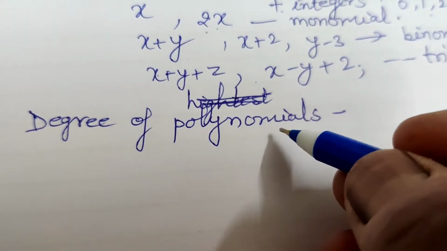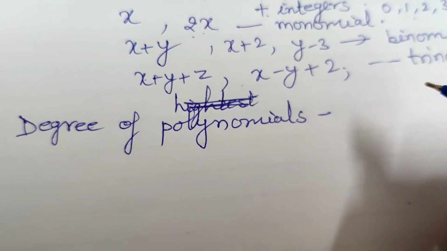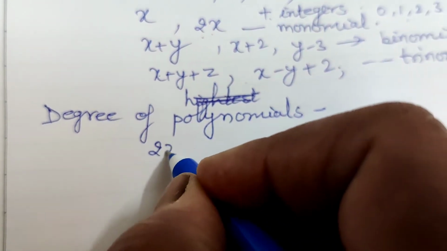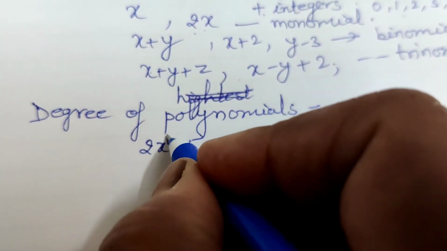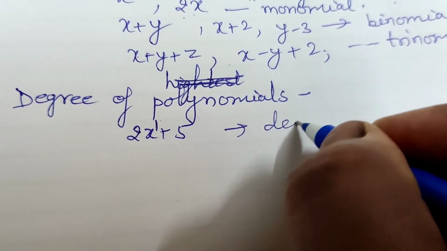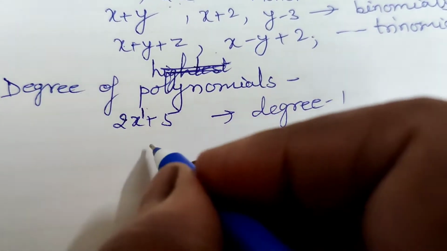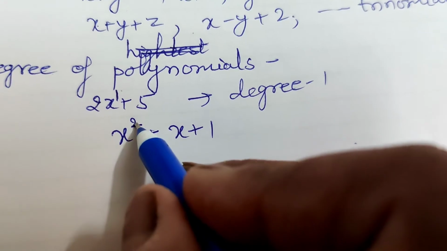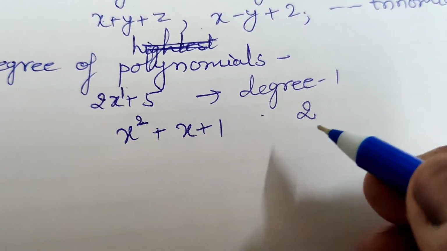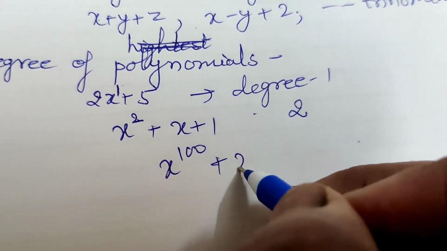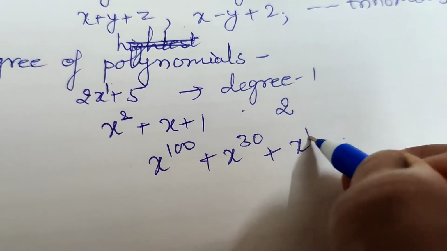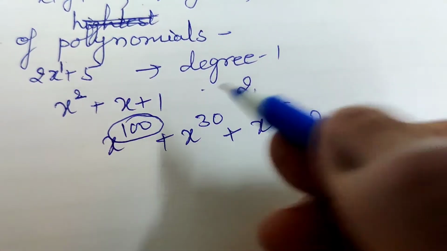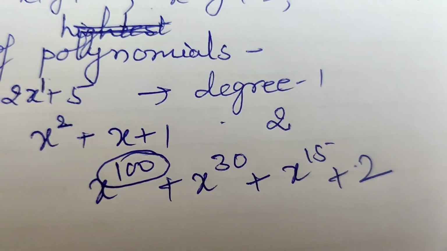The degree of a polynomial means the highest power of the variable is known as the degree. Like 2x plus 5, in which the exponent of x is 1, it means the degree is equal to 1. Next, x square plus x plus 1: the highest power is 2, therefore the degree is 2. x raised to power 100 plus x raised to power 30 and x raised to power 15 plus 2 is a polynomial and the degree is 100. The highest power is known as the degree of the polynomial.